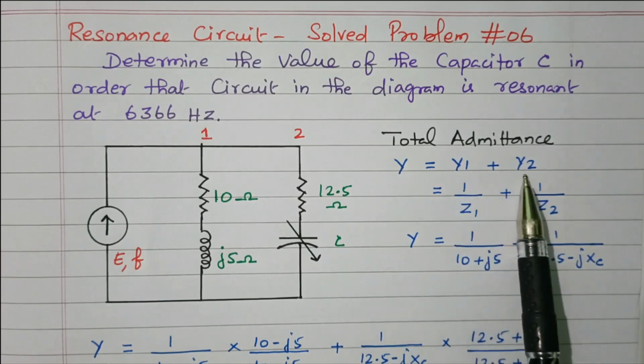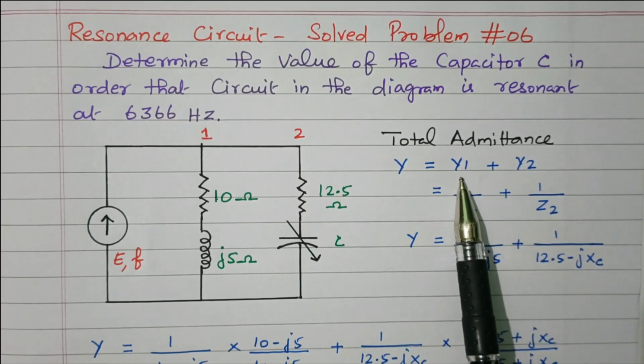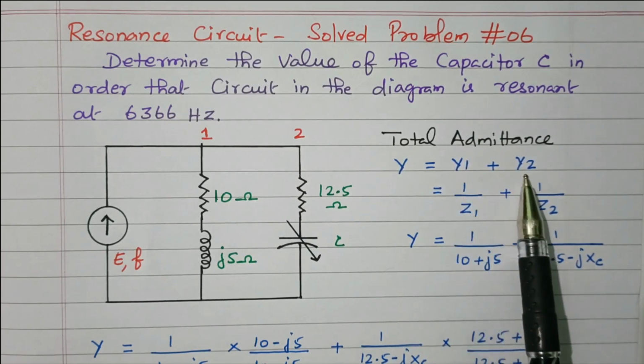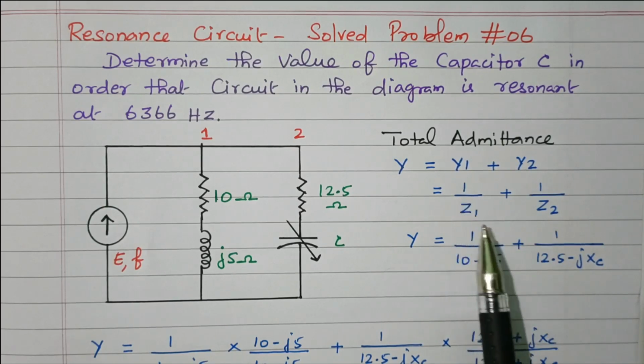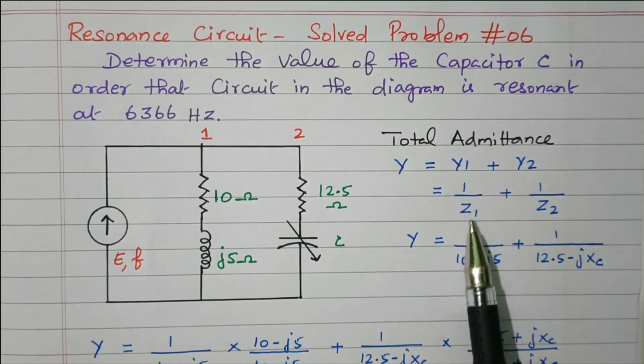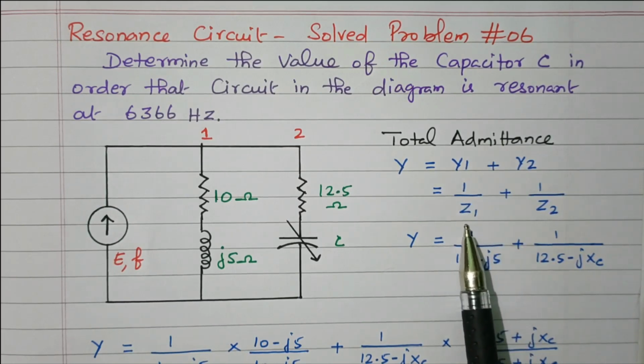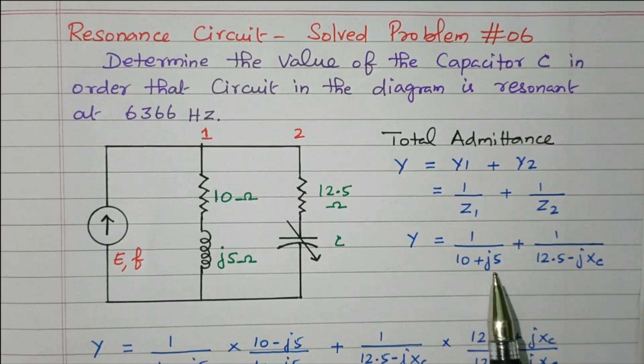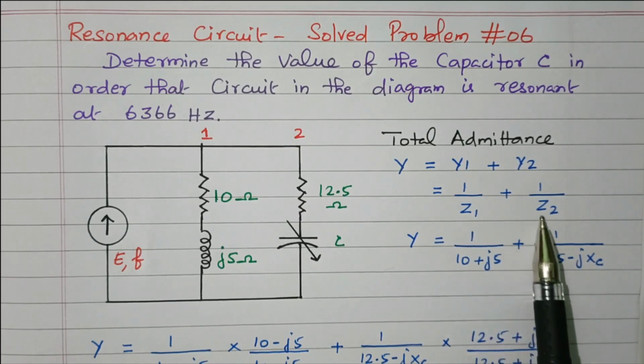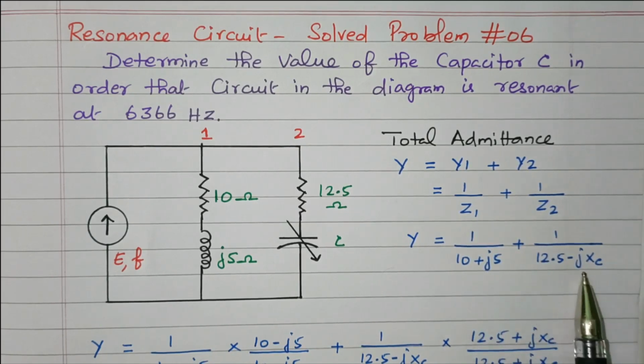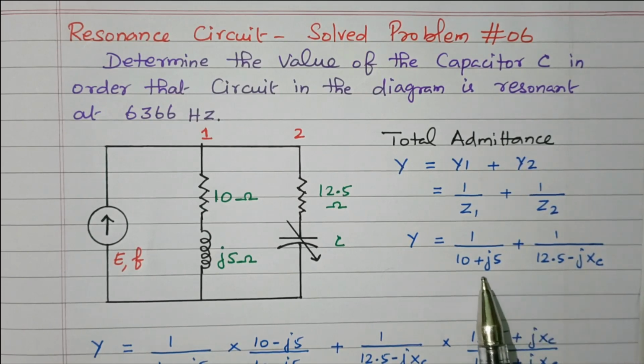Y1 means branch 1, Y2 is the second branch. In the first branch we have resistor and inductor. Second branch, resistor and capacitor. Admittance is nothing but the reciprocal of the impedance. So it can be written as 1 divided by Z1 plus 1 divided by Z2. Z1 is the resistor plus inductor, 10 plus j5. Z2 is the second branch, resistor and capacitor, 12.5 minus jXC. Since this C value is not available, it is written as jXC. Now we can go for the further simplification.